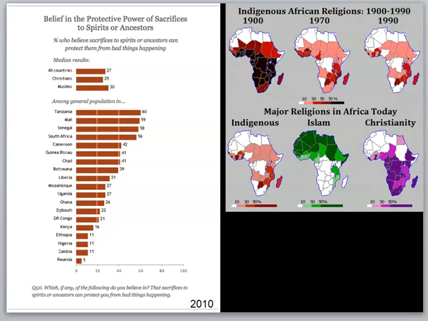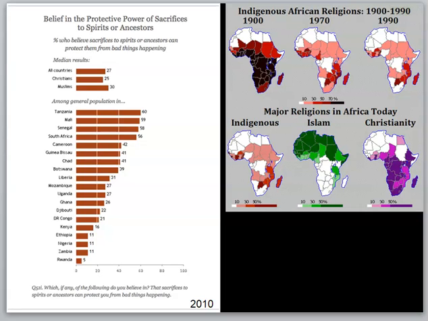Most of the art that you're going to see in museums is going to refer to the belief system of animism, which is pre-colonial. This is the indigenous faith system of Africa, the continent. Okay, I'd like you to look at the maps.